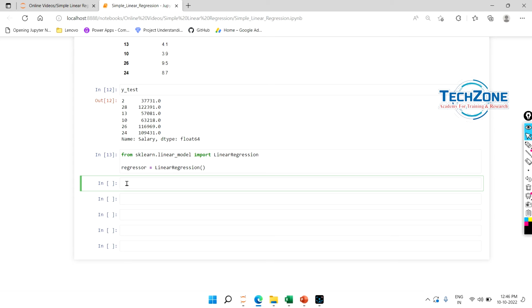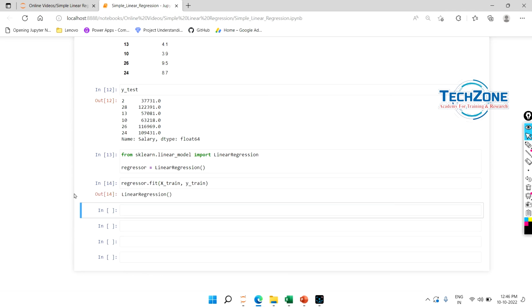Now we'll feed the values of x_train and y_train to our model. That means we are showing the values of x_train and y_train. regressor.fit, or we say we are fitting the values x_train, y_train.